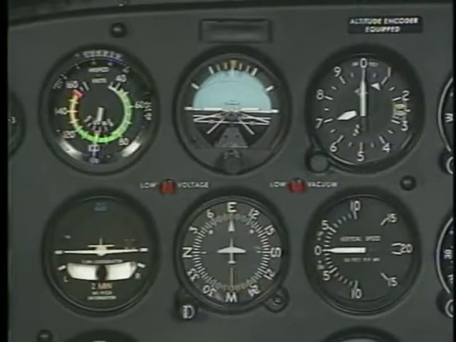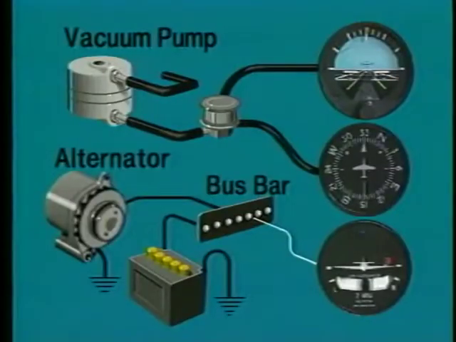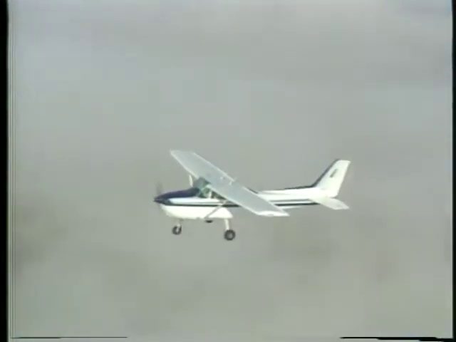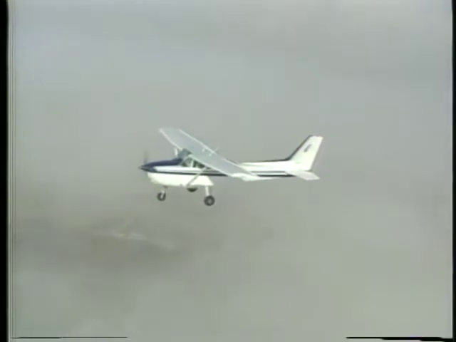Let's look closely at the gyro instruments. On most small airplanes, the gyros in the attitude indicator and heading indicator are vacuum driven, while the turn coordinator is electrically powered. By having different power sources for the individual gyros, you'll have backup information if one system fails.